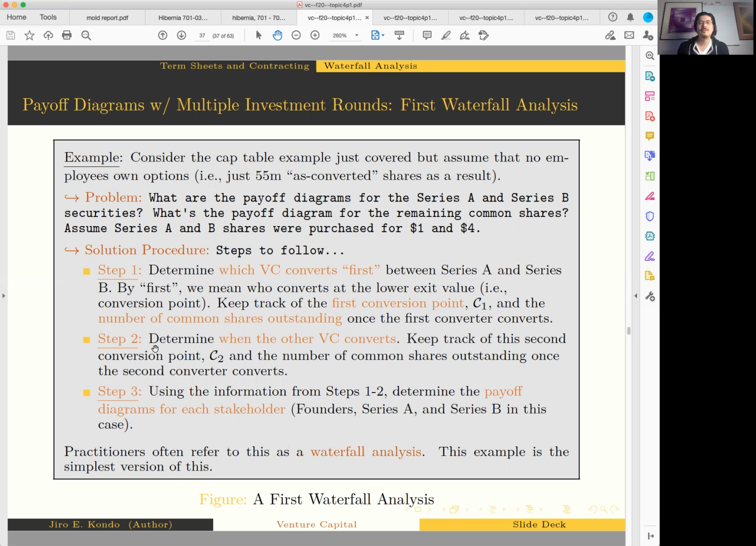So now we have the basics of this problem. How do we do our waterfall analysis? There's a solution procedure to it. The first thing we need to figure out is that Series A and Series B are not forced to convert at the same exit levels. They independently choose what their conversion is, correct?